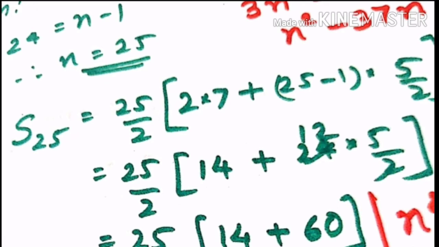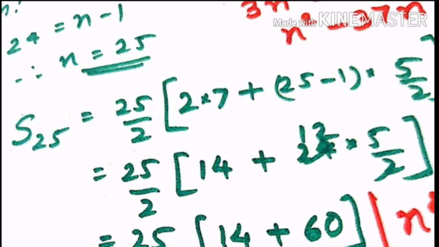Why? 24 plus 1, 25. Now it is confirmed: how many terms are there in this series? 25. So we have to find the sum of 25 terms. So put the formula with n as 25 directly, that is 25 by 2, [2a + (n minus 1)d], a is 7, so 2 into 7 plus (25 minus 1) into 5 by 2, is equal to 25 by 2, then 7 2s are 14 plus 25 minus 1, 24 into 5 by 2, that 2 12s are cancelled.